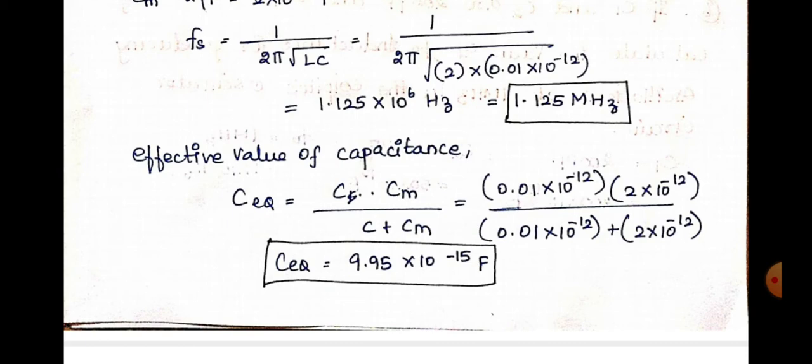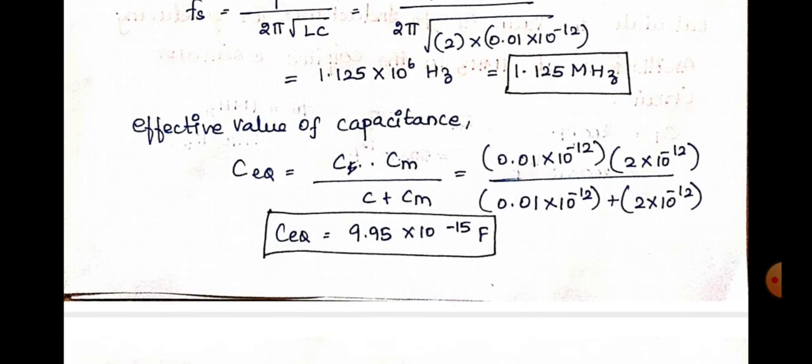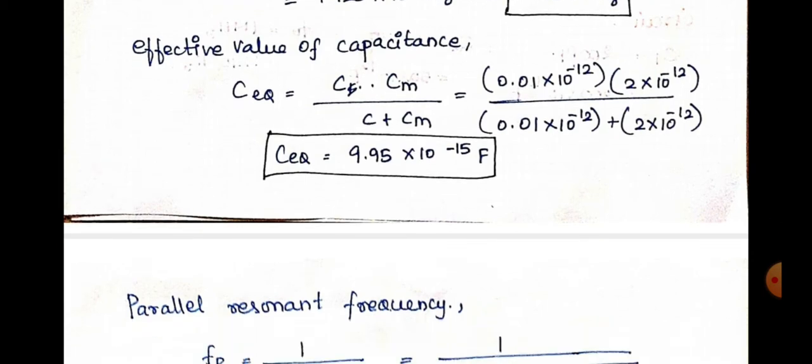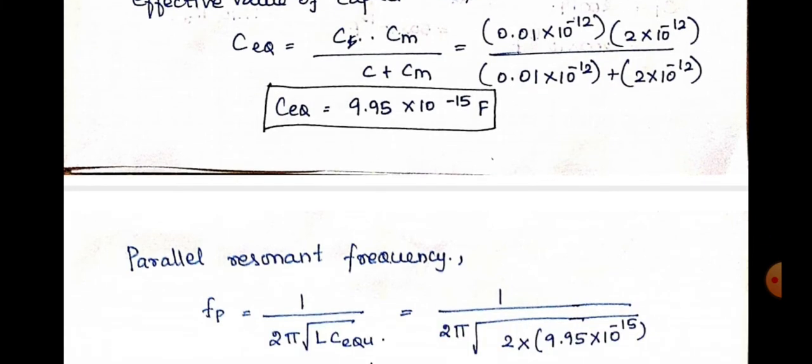C into Cm means 0.01 into 10 to the power of minus 12 into 2 into 10 to the power of minus 12, divided by 0.01 into 10 to the power of minus 12 plus 2 into 10 to the power of minus 12. So C equivalent is equal to 9.95 into 10 to the power of minus 15 farad. So we have found the value of C equivalent.